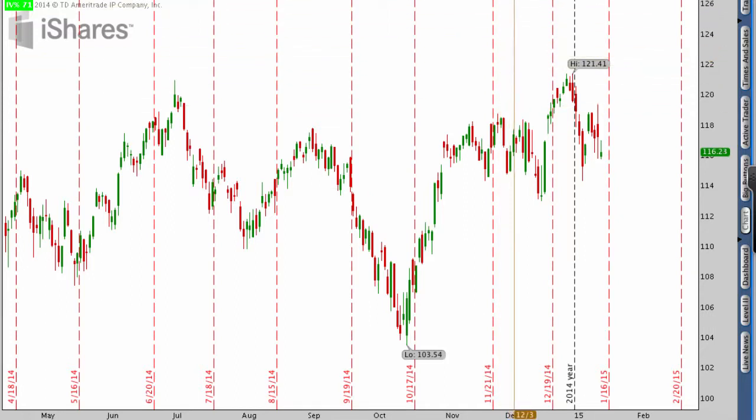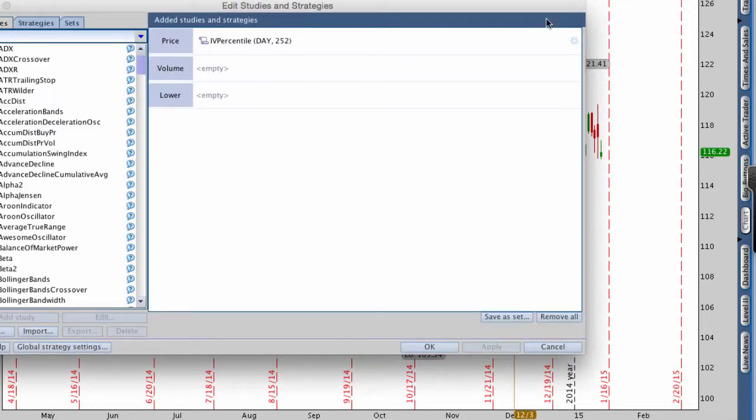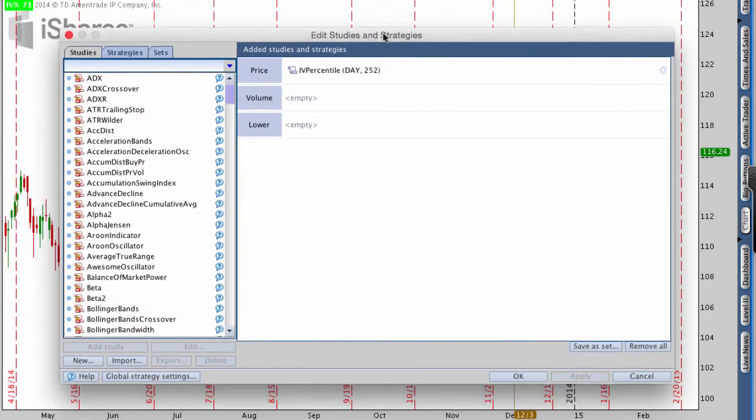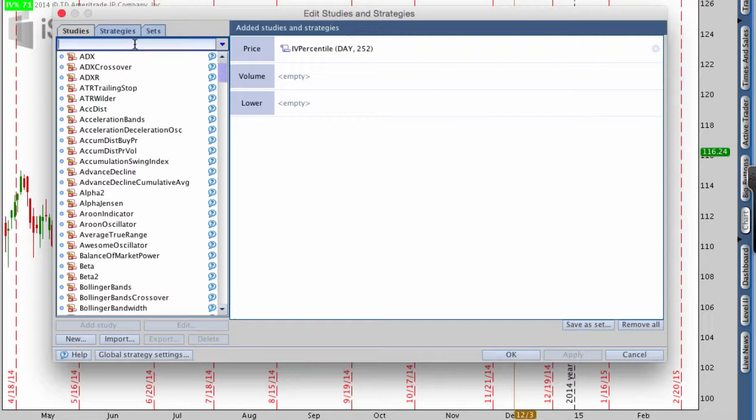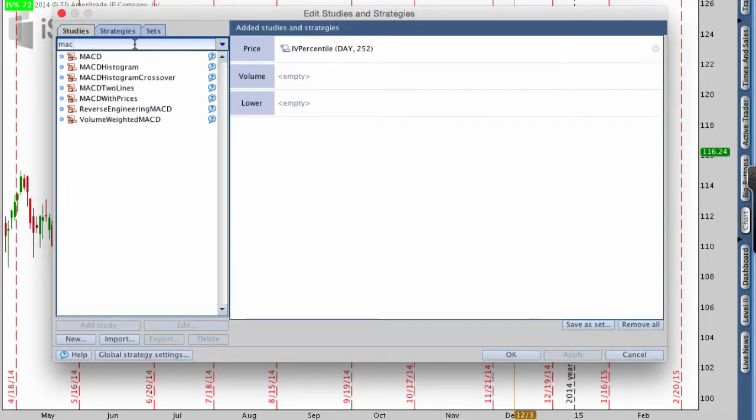So what I want to do first is go up to where it says studies, and I want to edit studies. And so you can see there's no studies on here right now, but I'm going to add a study. So on the left, I'm just going to search for the first one, which is MACD. So I want to use MACD 2 lines, and there's a bunch of different ones you can use: histogram, crossover, 2 lines, just regular MACD, but I like to use 2 lines.